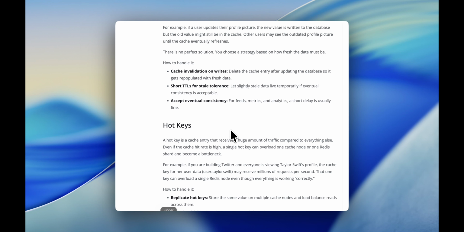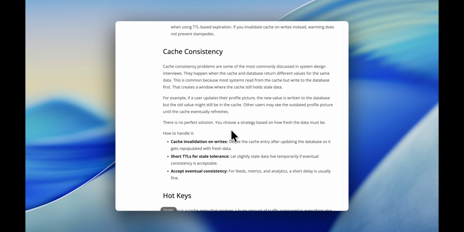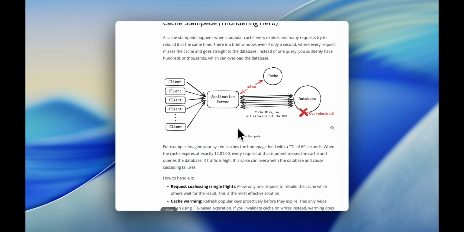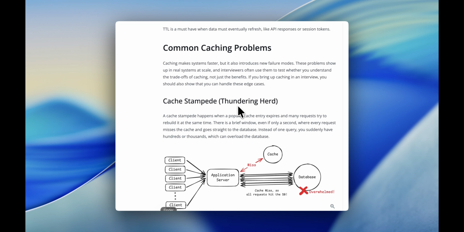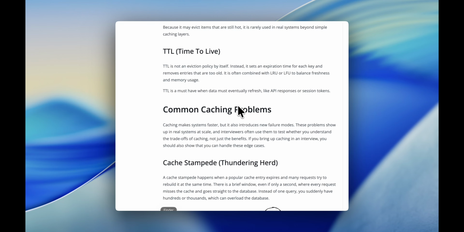So this was the end of discussing various techniques where we can use caching in our application and also solve different problems.